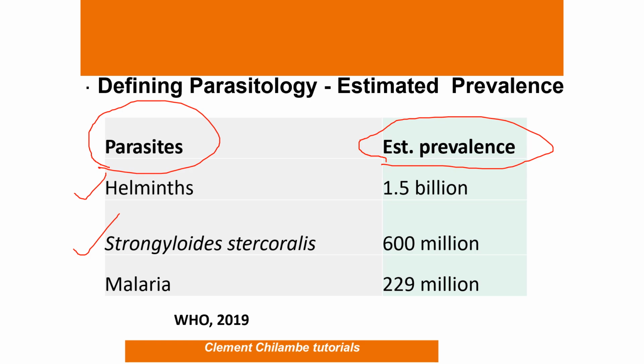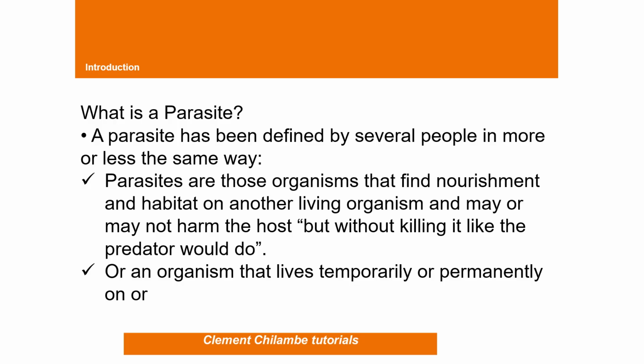And then we talk of malaria, which is also a major public health concern, especially in Africa. Look at the numbers, 229 million estimated prevalence. So look at these numbers. This tells us that studying medical parasitology is very important for combating these major public health problems that we're facing today, and for ensuring that we know the methods of diagnosis, how to prevent ourselves, and how to control these parasites, because they cause untold suffering and death.